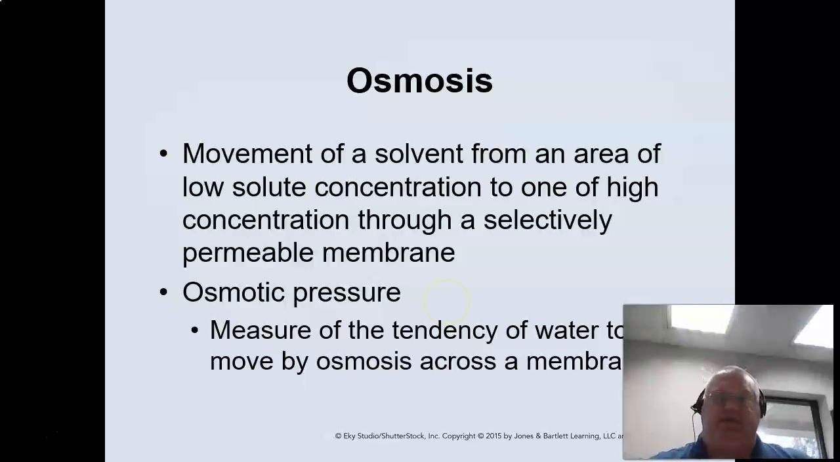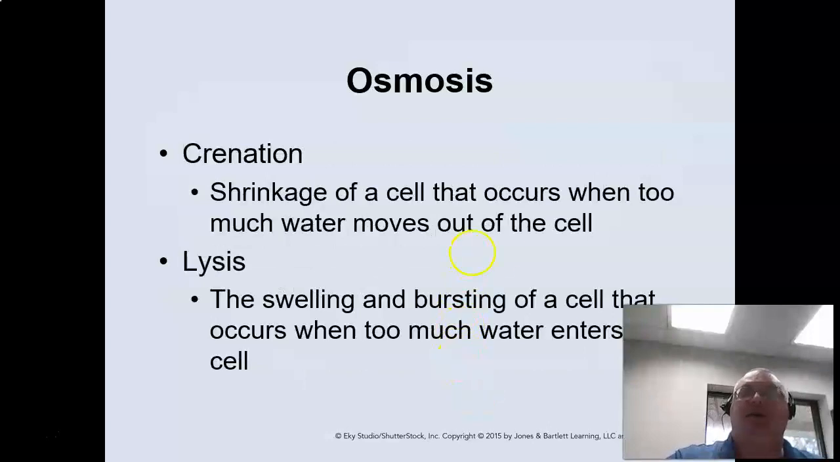Osmosis. Now this guy is from low concentration to high concentration through a semi-permeable membrane. Most of our cells use osmotic pressure, okay? And it usually has to do with the tendency of water. Osmosis, guys, think of water, okay? So again, crenation, it usually shrinks the cell, and then lysis is it swells the cell where it eventually bursts, okay?